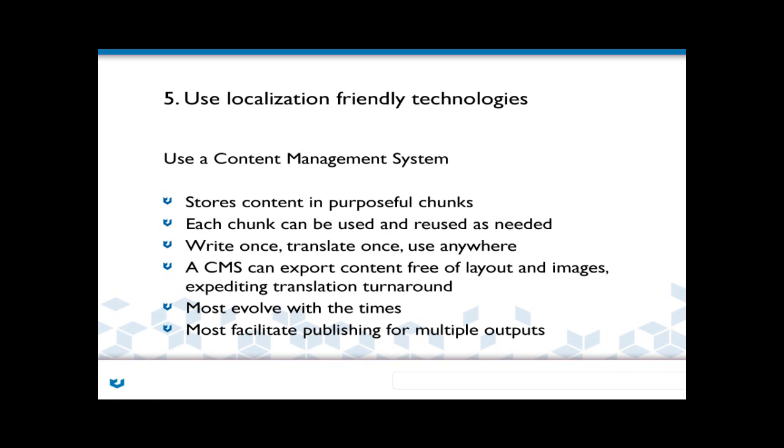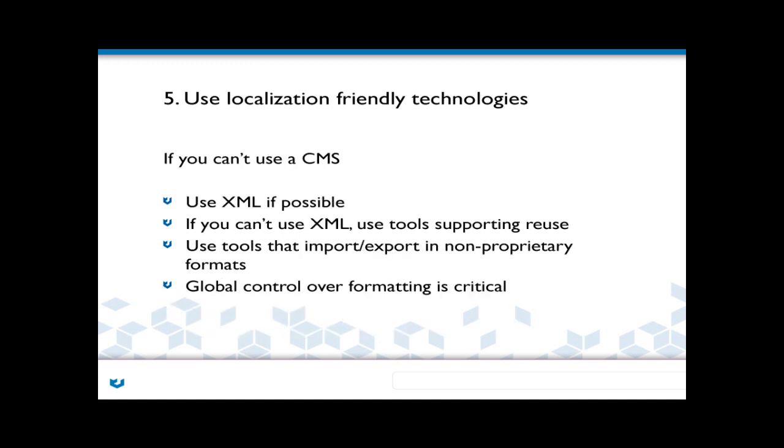Almost all of your content management systems out there will evolve with changing needs, and most facilitate publishing for multiple outputs anyway, so you'll be able to kill 2 birds with 1 stone, so to speak, by being able to both manage your multilingual content and your source content, as well as publish and store templates for publishing. If you can't use a CMS, I recommend using XML or some kind of structured language if at all possible. And if you can't, at least try to use tools that support reuse.